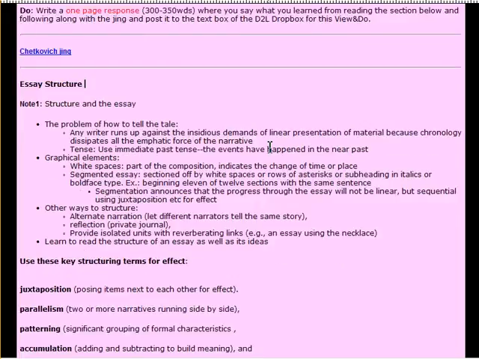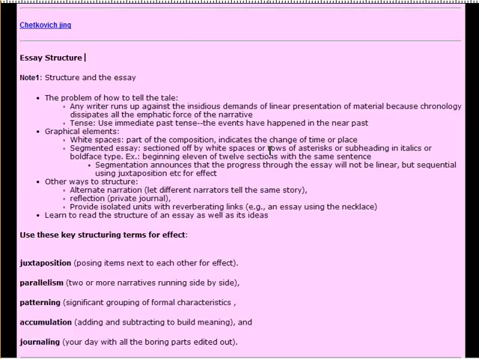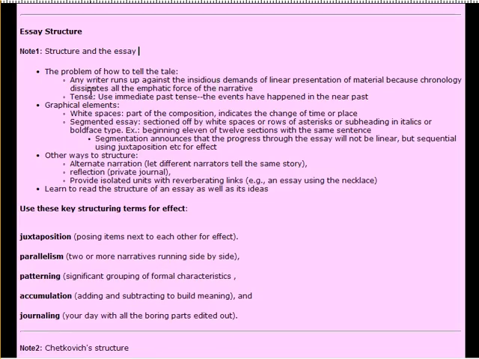Structure is very important for the nonfiction writer, and Tchaikovich's essay is a good example of how such a writer structures her essay. Let's go through what I've written here. The problem of how to tell a tale, and that's the problem of the nonfiction essay, because you're dealing with what really happens. So what do you put in and what do you leave out? And structure helps you do that.